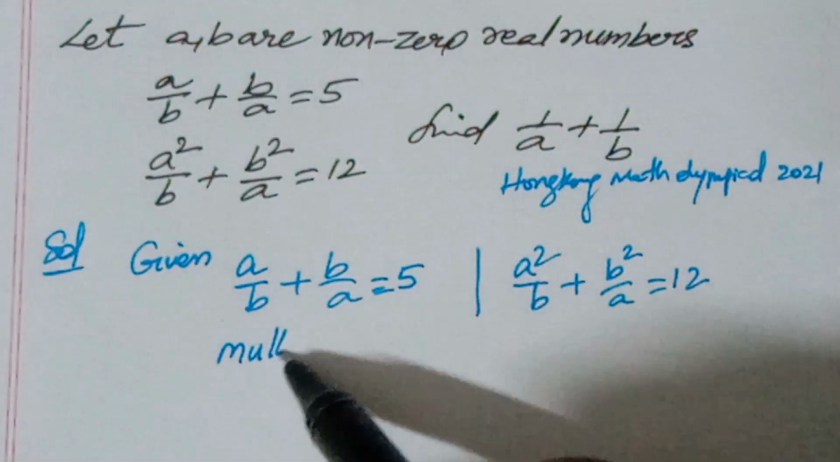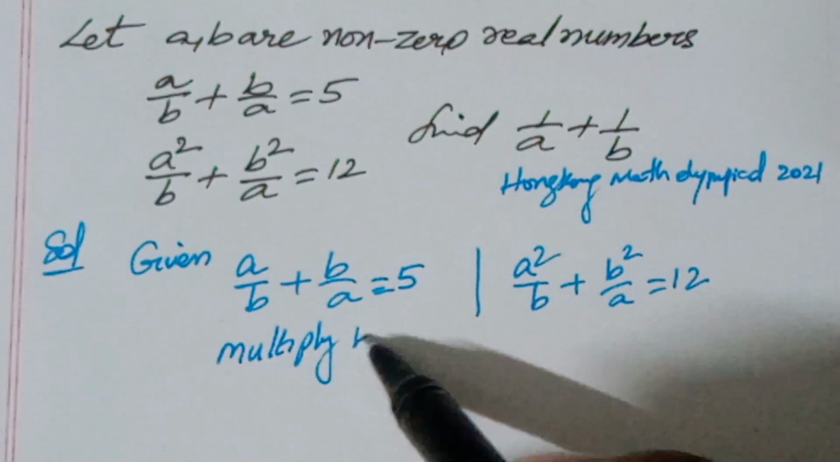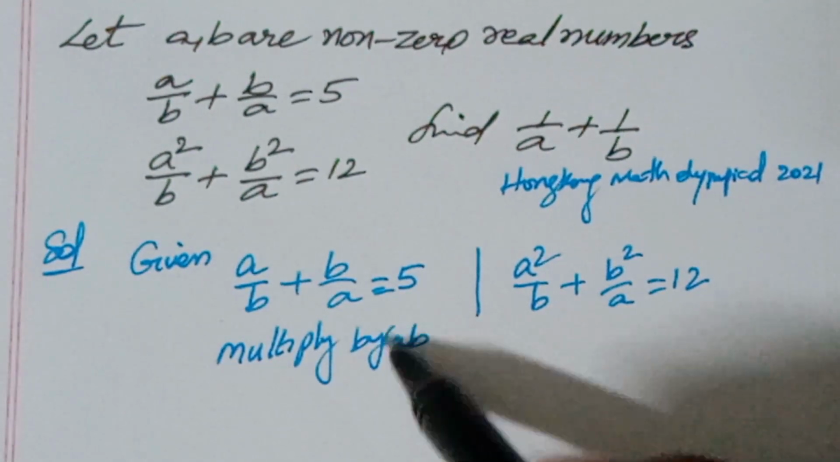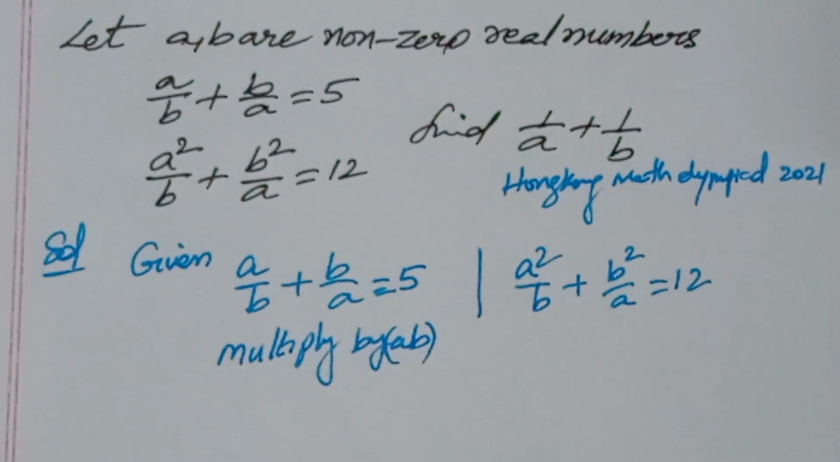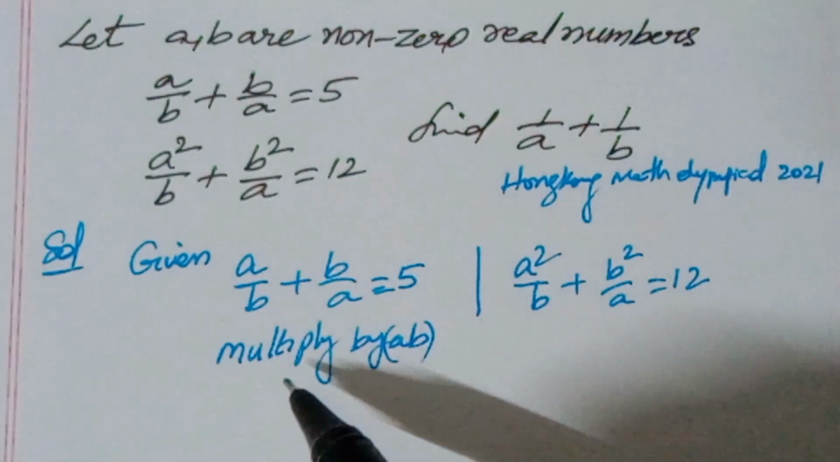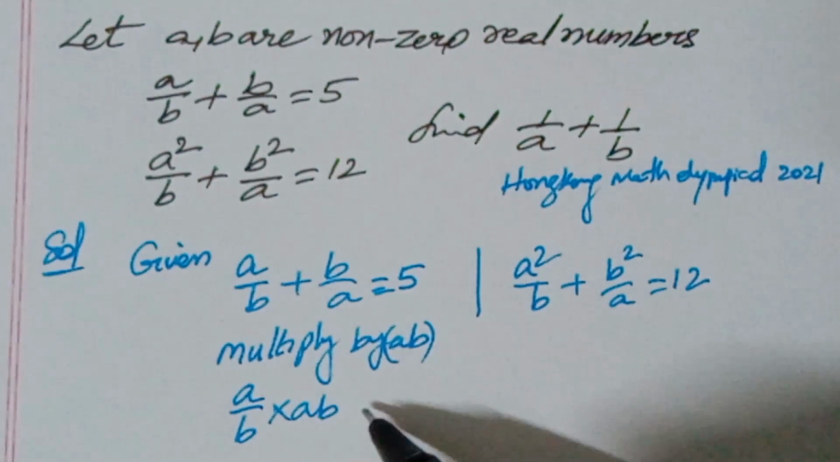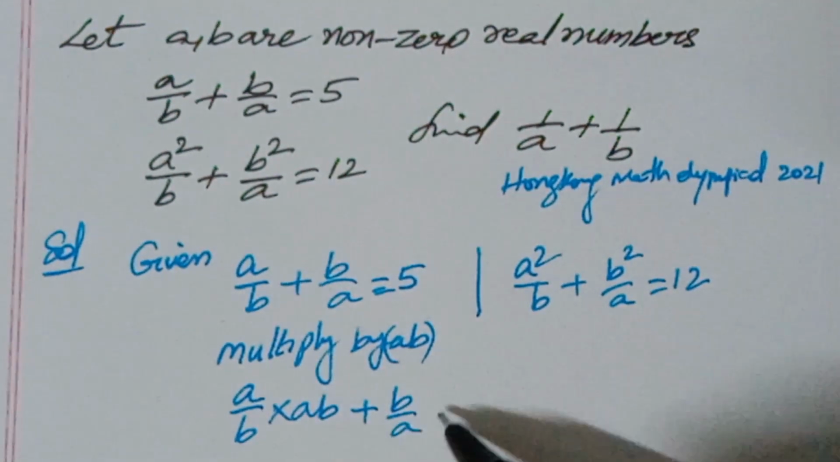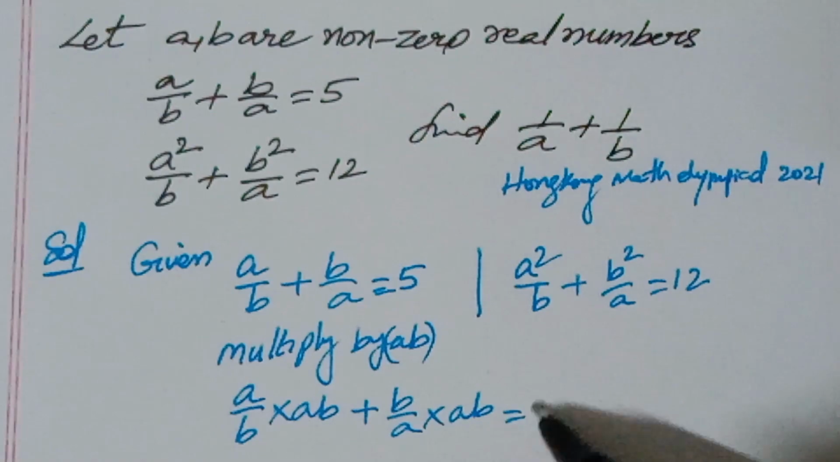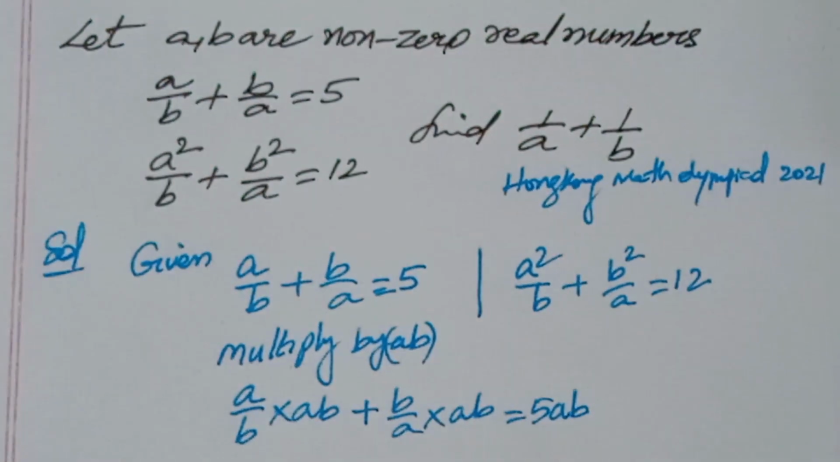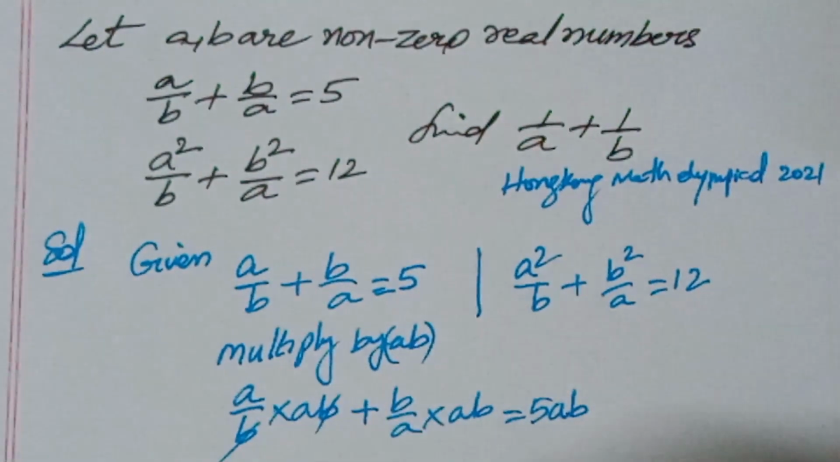So first you will multiply by ab on both sides, so the denominator will go. Here a by b into ab plus b by a into ab is equal to 5ab. Here b gets cancelled, you'll get a square. Here a gets cancelled, you'll get b square. So a square plus b square is equal to 5ab.